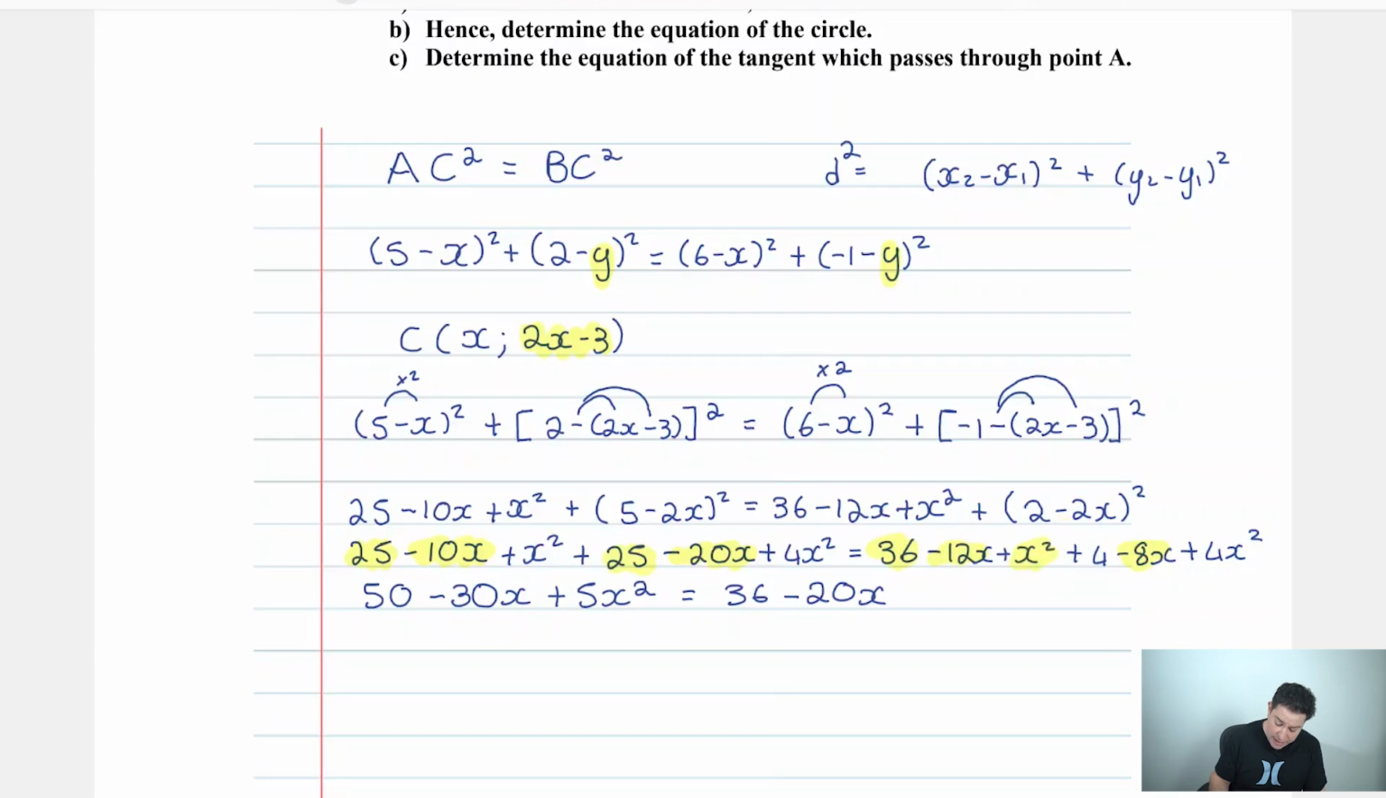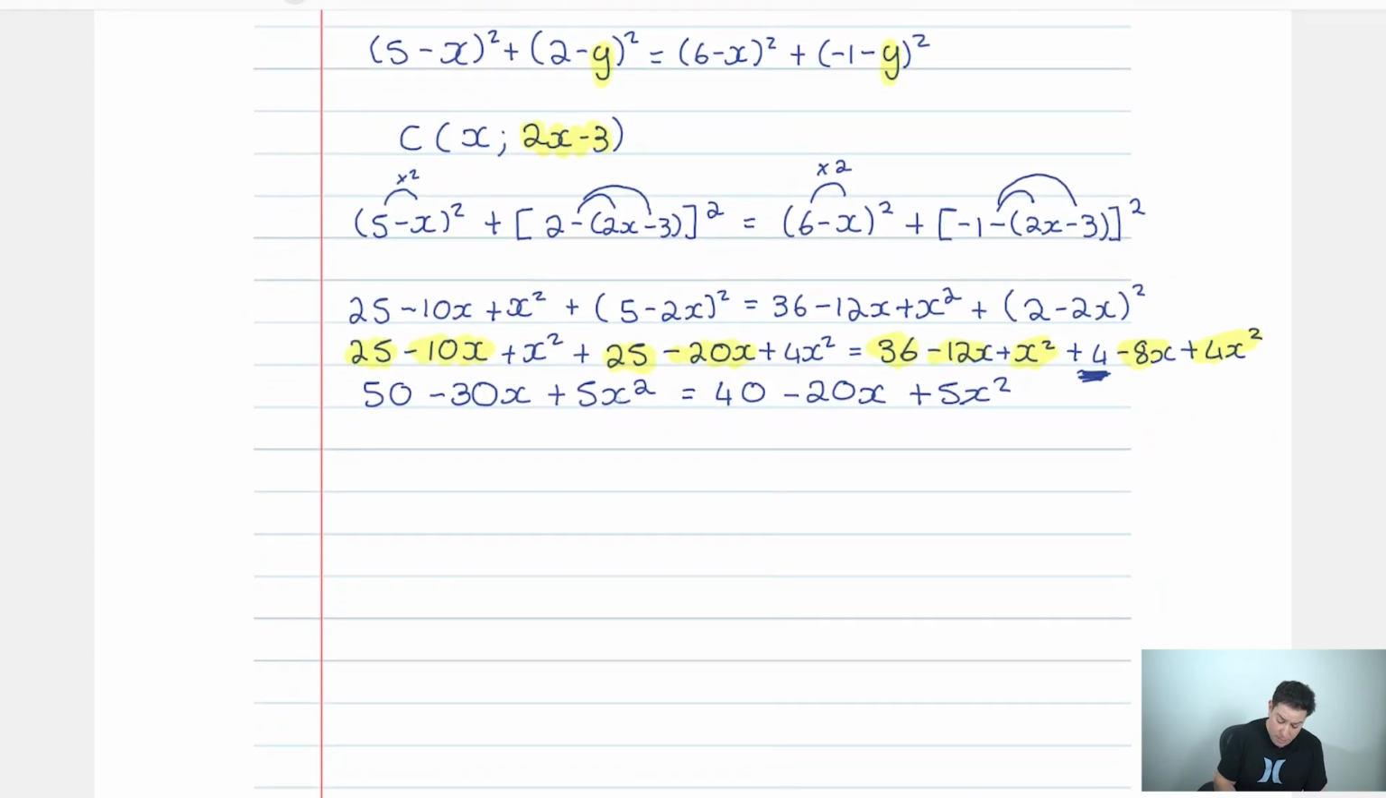And then we have x squared plus 4x, which is plus 5x squared. And then you'll notice I accidentally left out that plus 4, so we actually don't have 36. We have 40. Now, we have the same like terms of 5x squared on both sides, so those will cancel. And what we're going to do now is bring all our x's to one side.